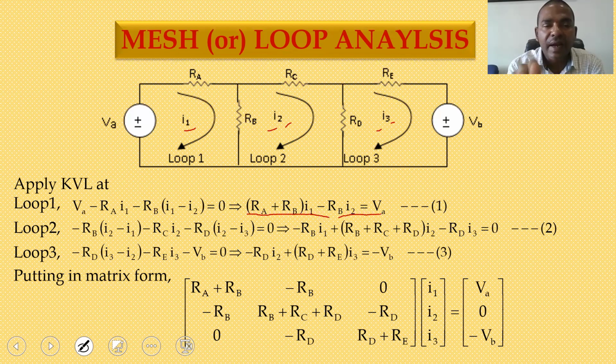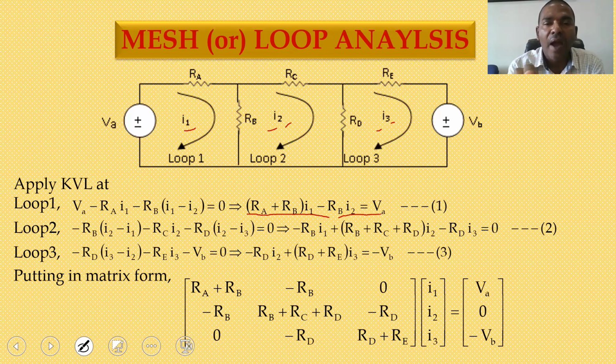Come to the second loop. In the second loop, 3 resistors are there. I write the first drop across RB. RB carries a combination of two currents, I2 current and I1 current, so the drop is minus RB into (I2 minus I1). For the RC resistance, the current is I2, so the drop is minus RC into I2.